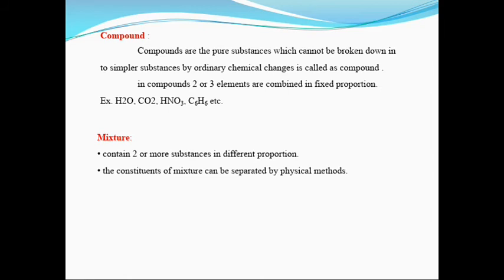We try to see mixture, how the mixture exists, what are the different types of mixture and how it is classified. So mixture is nothing but the substance which is prepared after mixing two or more different substances in different proportions, or the substance which is formed by the combination of two or more different substances at different proportions. So that we call it as mixture. The constituents of a mixture can be separated by physical methods.